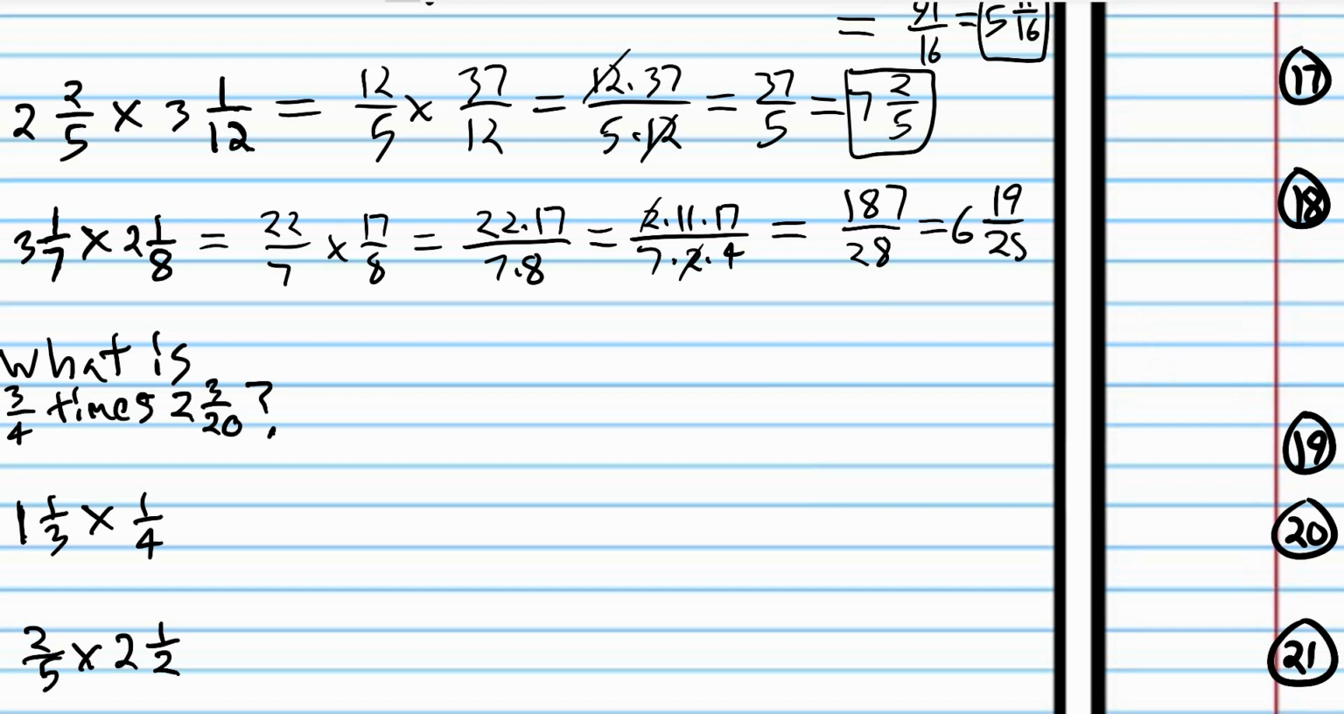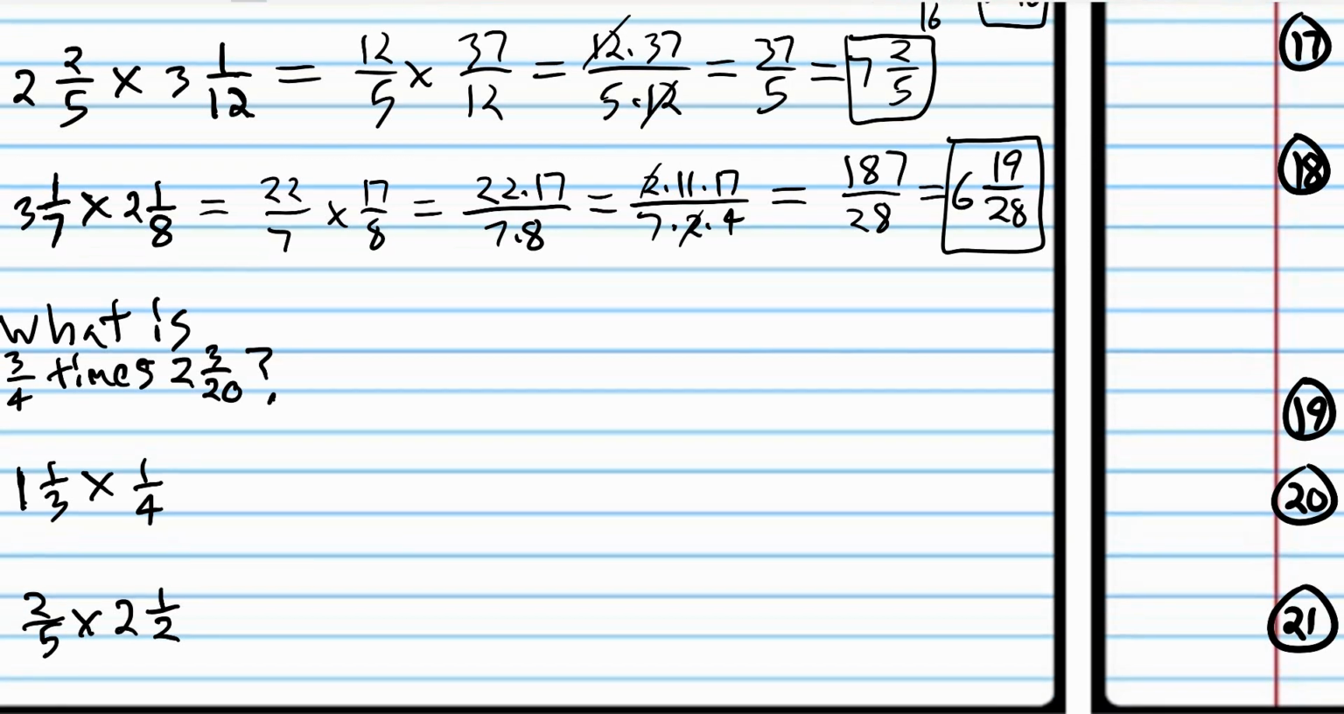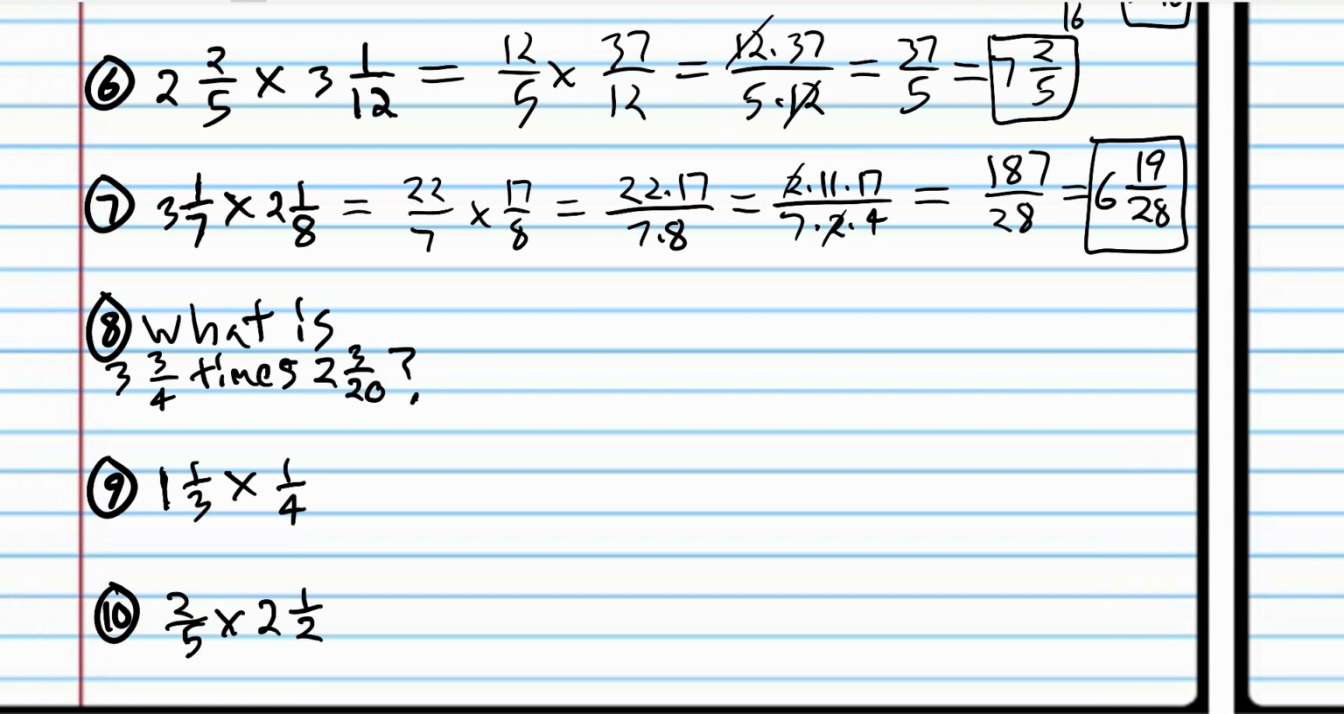And just keep your denominator. The numbers on that one were really big. So if you did that one correctly, you should get a medal for that one. Let me just check those numbers. 120 plus 48 is 168 plus 19, 178, 188, 187. That's right. All right, so number 8, what is 3 3/4 times 2 3/20?